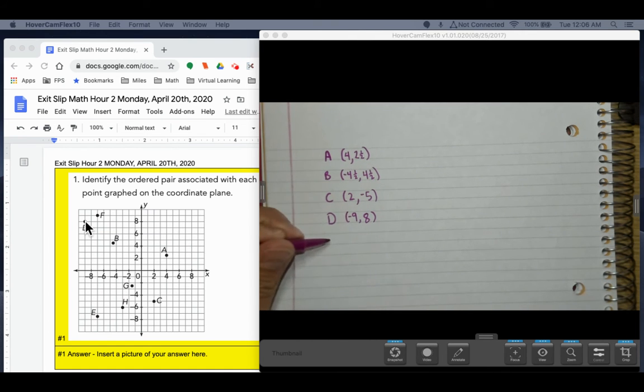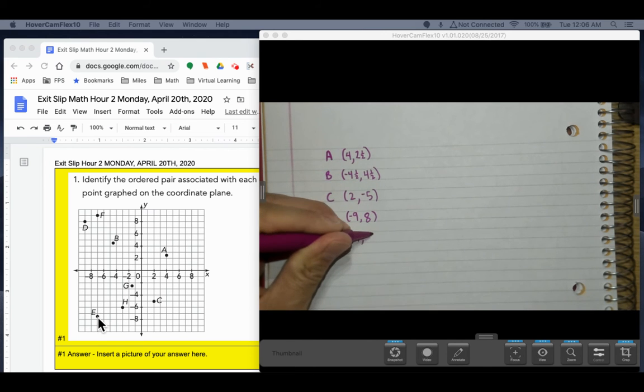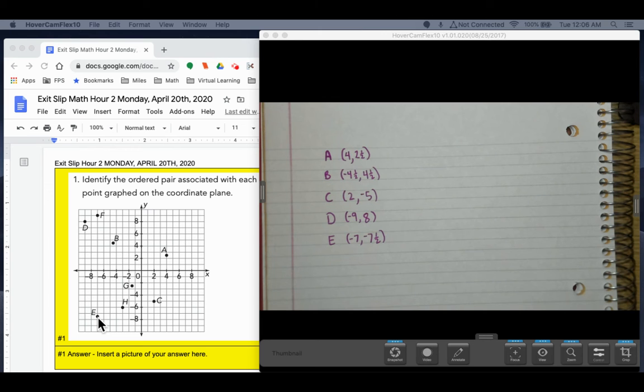Then A, B, C, D, E. Then for E, I start the origin. I go to the left to -7. And then I go down, and that is 7. That's 8. So it's -7.5. And then we have A, B, C, D, E, F.